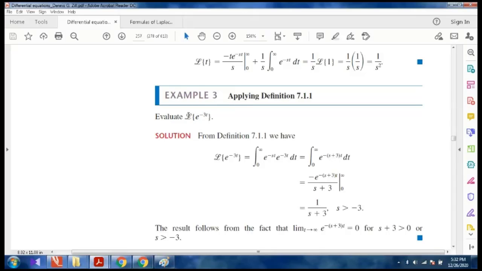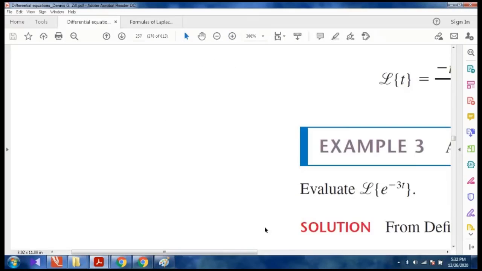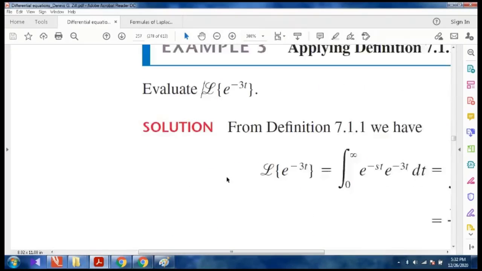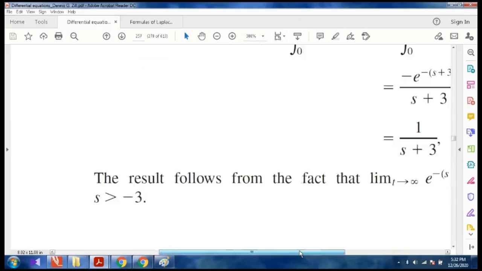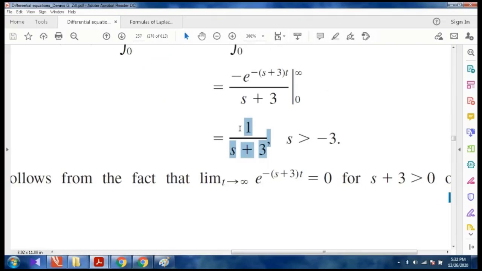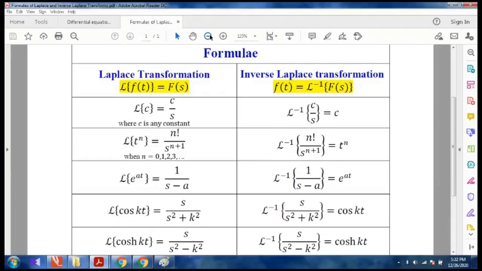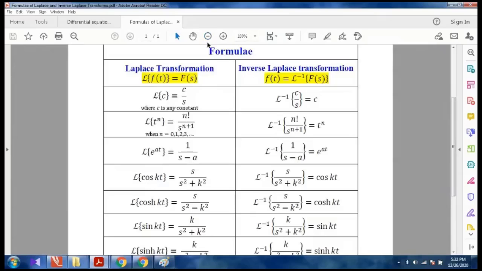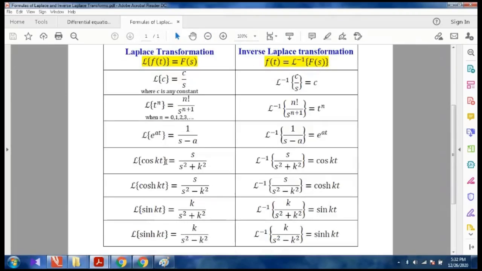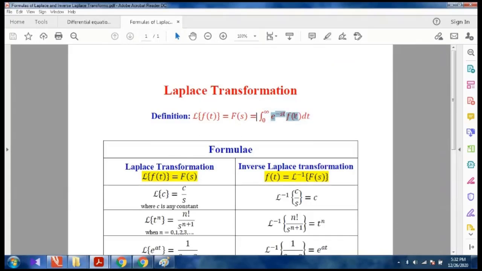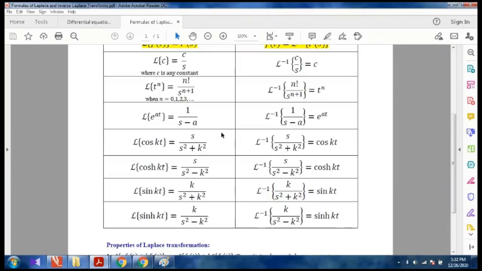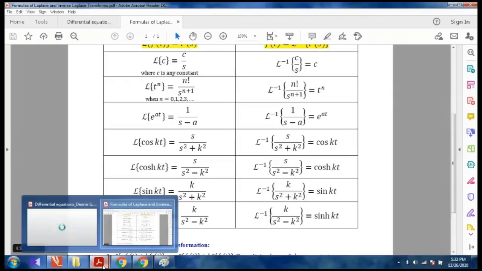So we will solve the Laplace transformation of e to the power minus 3t directly by this one. So let's see how we can solve using the formulas. All the formulas that are given here can be derived by using this integral concept. So without wasting time, let's solve some problems directly.